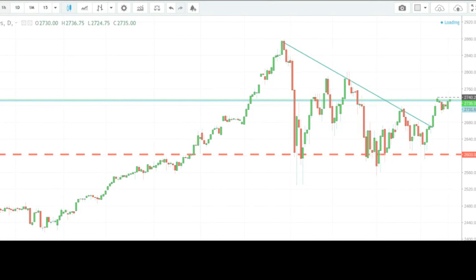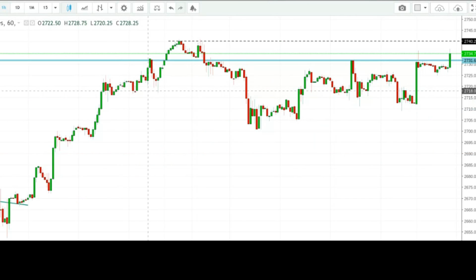We can move from the daily to the hourly. On the hourly, again, we get an idea that this move here in the futures overnight, Steve Mnuchin saying that the trade war was on hold, we saw that reaction in the market. But again, we come right up against the 2732 resistance. And you can see our other videos on how we've traded this in the past.